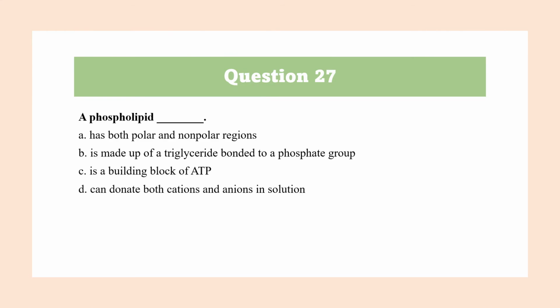27. A phospholipid A. has both polar and nonpolar regions, B. is made up of triglyceride bonded to a phosphate group, C. is a building block of ATP, or D. can donate both cations and anions in solution. The answer is A. A phospholipid has both polar and nonpolar regions.